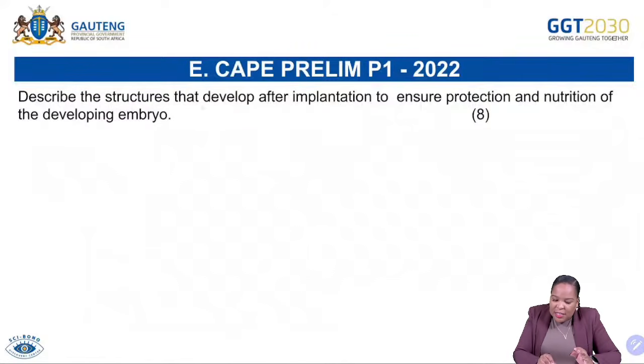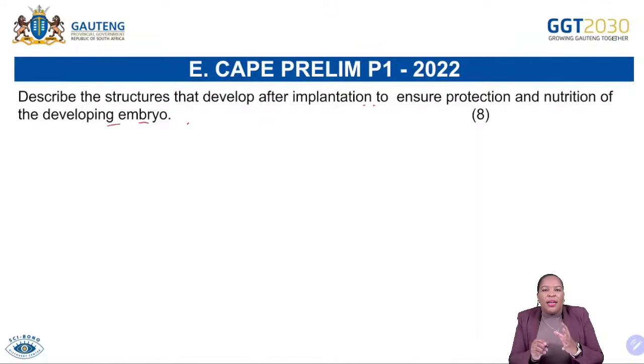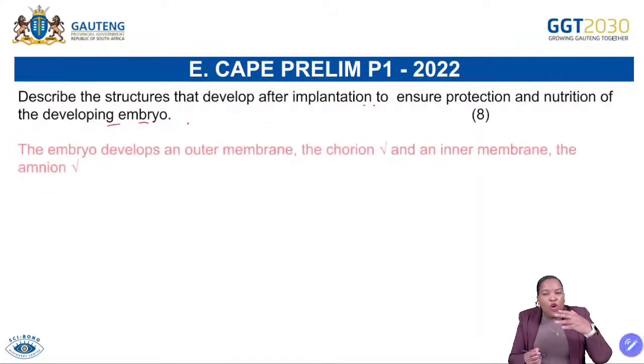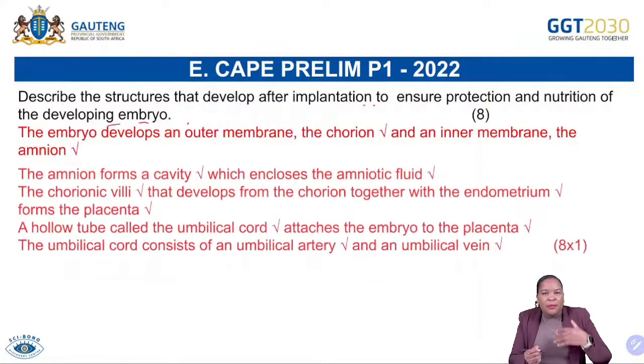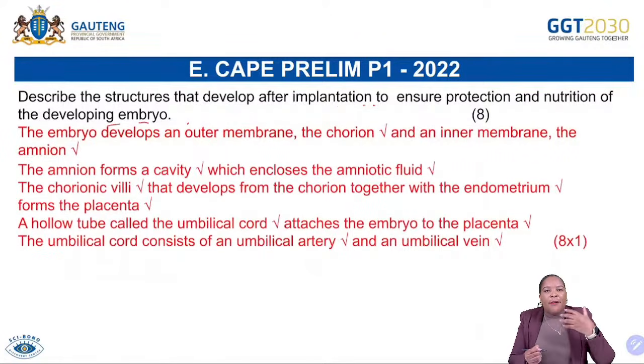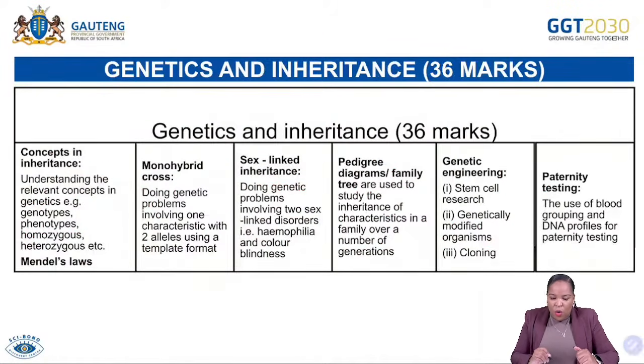It says, describe the structures that develop after implantation to ensure the protection and the nutrition of the developing embryo. So this one is the one that is going to take you through all those layers that are protecting the developing fetus. Please attempt to answer this question on your own.